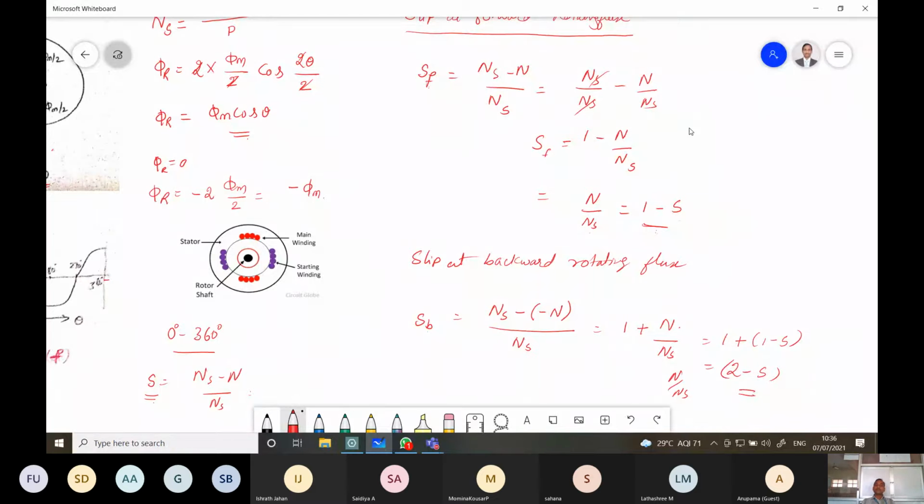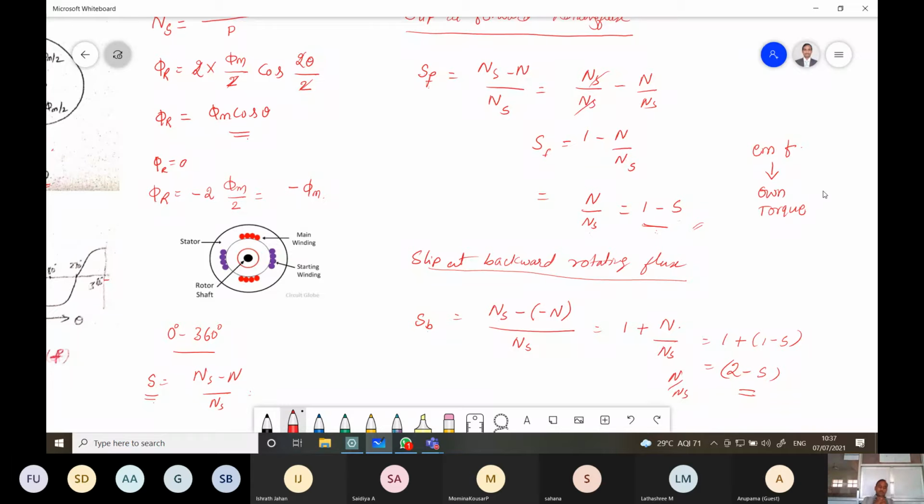So slip at forward rotating flux, we get 1 minus s, from the ratio n by ns. And slip at backward rotating flux, we get 2 minus s. Each of the two component fluxes is revolving round the stator. So what happens? It will induce an EMF, and this will produce its own torque.